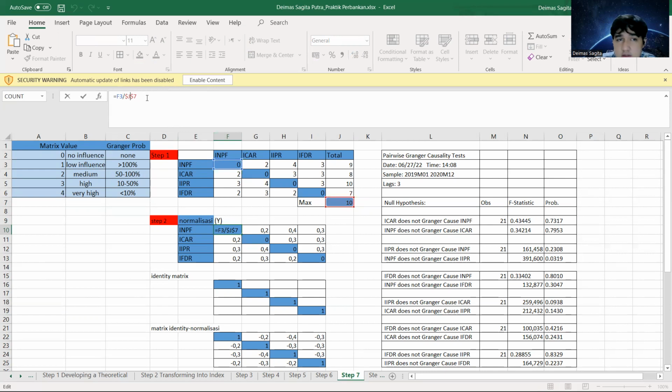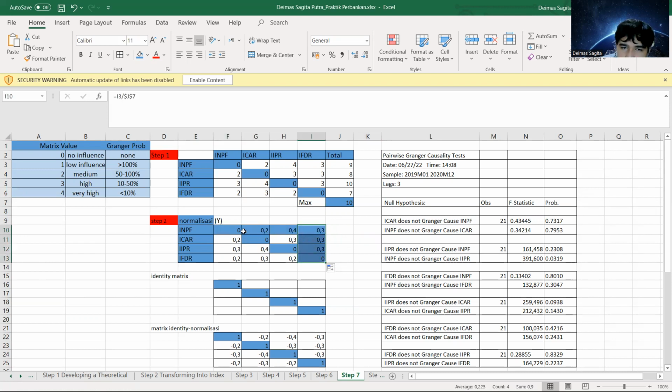Don't forget to log again. Just enter, and then you get the value for this normalizations NPF. Just block your data like that. So show it all there, and like this. Then you got all the values for step 2.